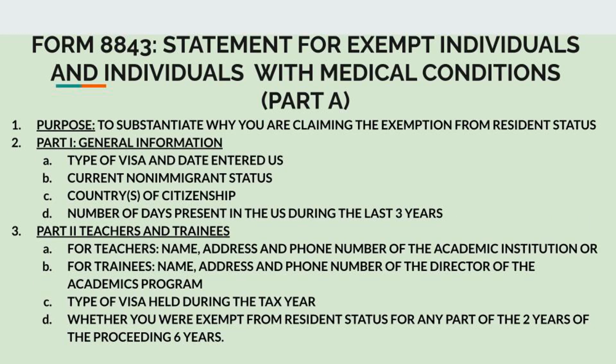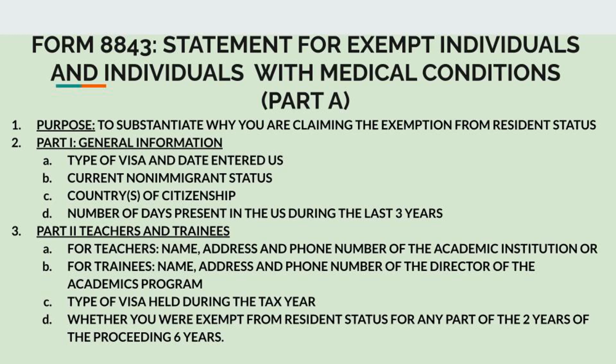So the next form that you have to fill out as part of your taxes as a non-resident is Form 8843, Statement for Exempt Individuals and Individuals with Medical Conditions. Essentially, the purpose of this form is to substantiate why you're claiming the exemption from residency for tax purposes. This is what IRS wants you to fill out to show them the evidence and the information that they need, if they were to substantiate your claim that you're exempt from residency for tax purposes.